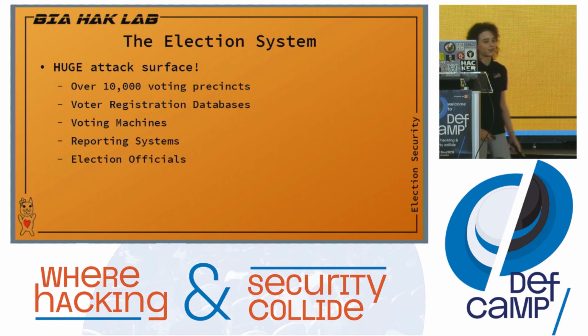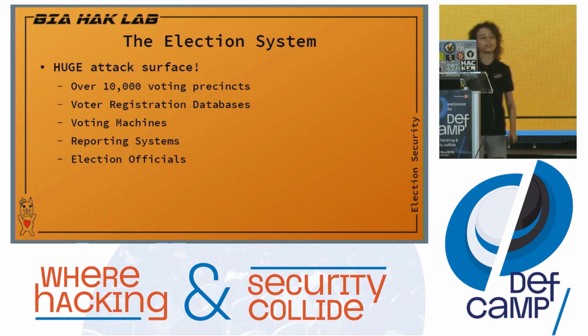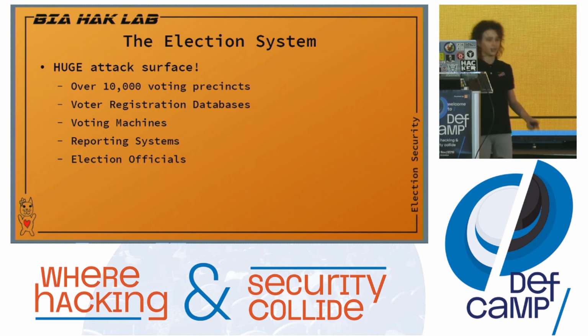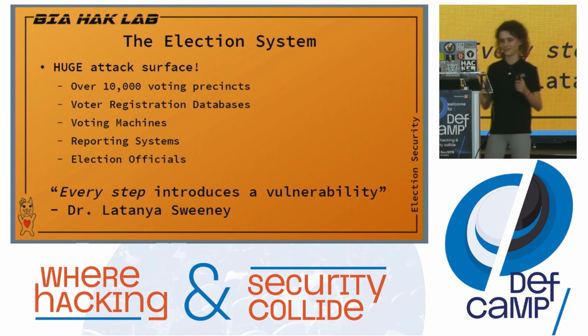Now let's start with the election system. The election system has a huge attack surface, over 10,000 voting precincts, voter registration databases, voting machines, reporting systems, and of course, election officials. As Dr. Latanya Sweeney said at the hearing on voting technology vulnerabilities, every step introduces a vulnerability. And I agree with you.